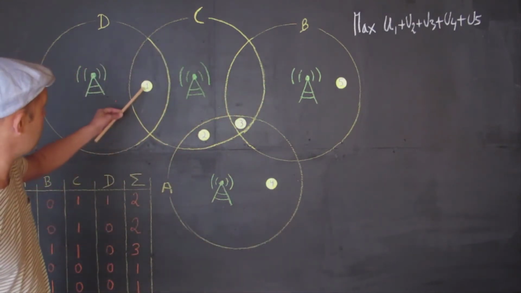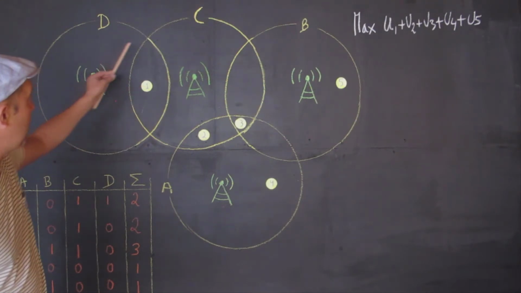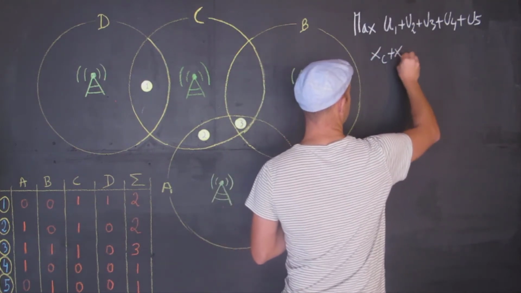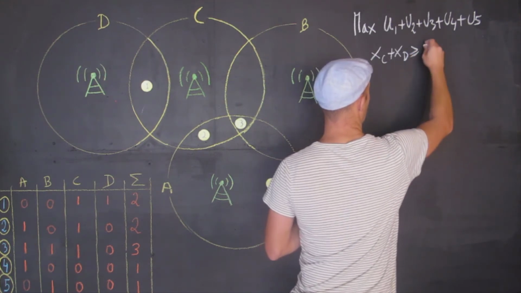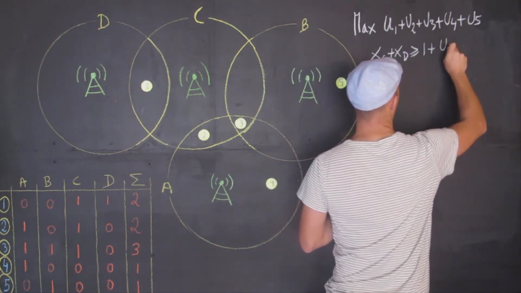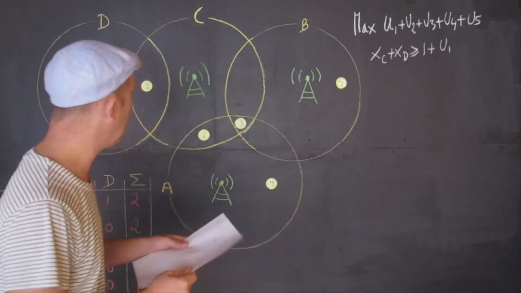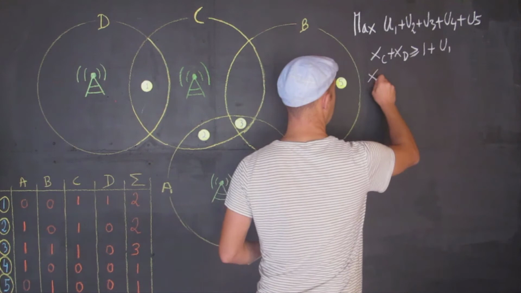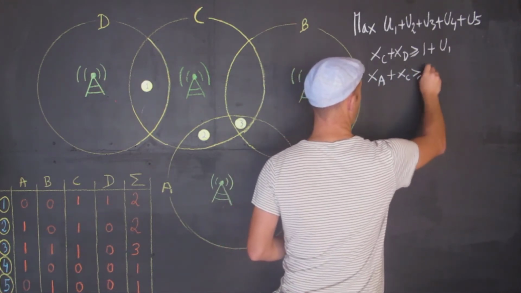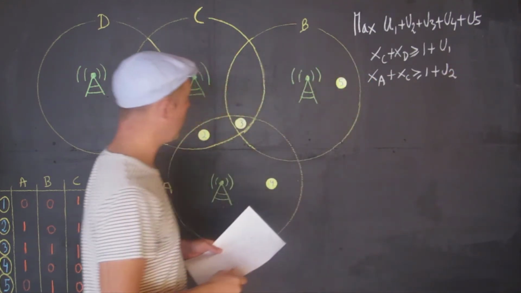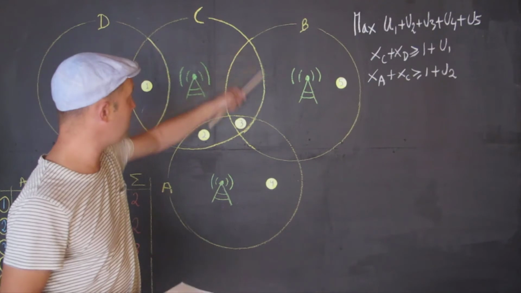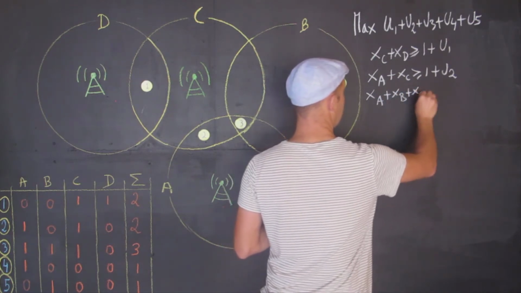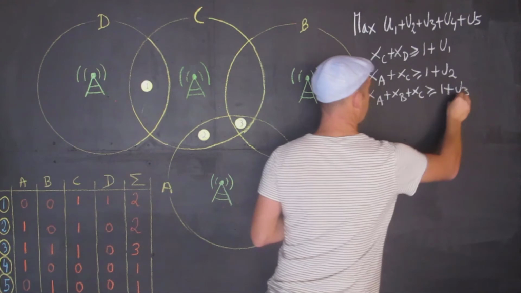The first one can be covered by both D and C. So we're going to write here xc plus xd should be greater or equal to 1 plus u1. Second one is demand node 2, which can be covered by both C and A. So we would have xa plus xc should be greater or equal to 1 plus u2. Third one can be covered by C, B, and A. So we would have xa plus xb plus xc greater or equal to 1 plus u3.